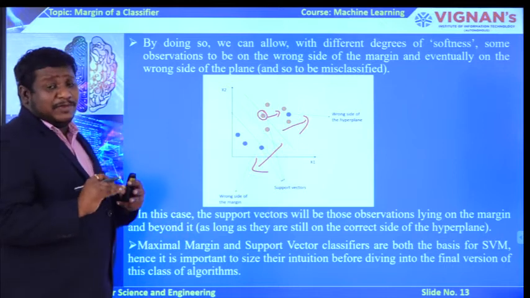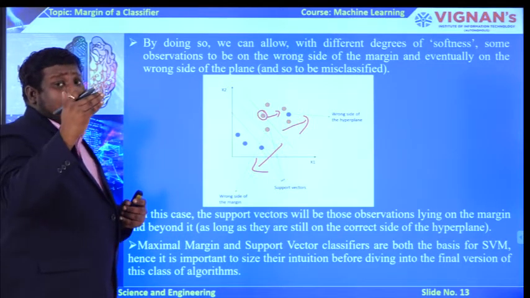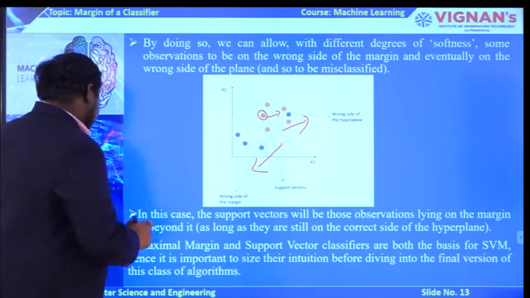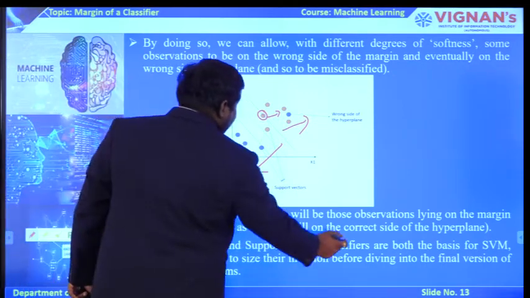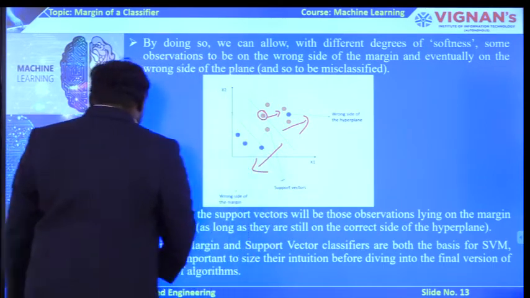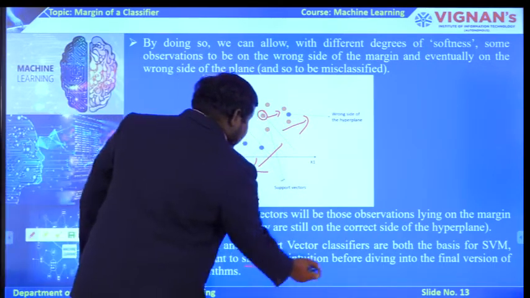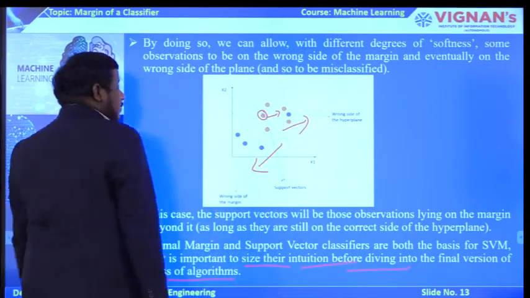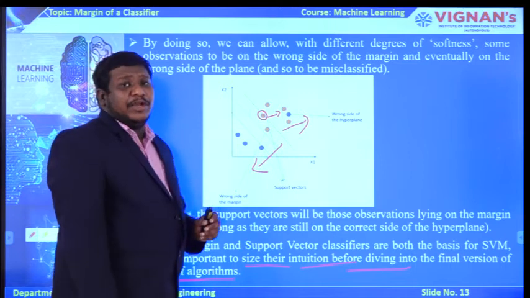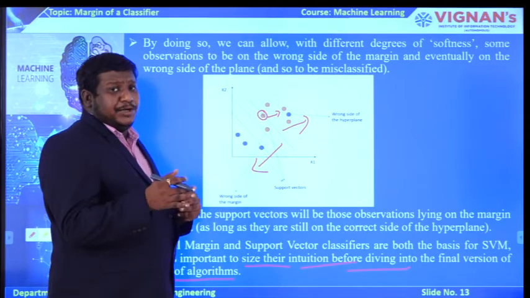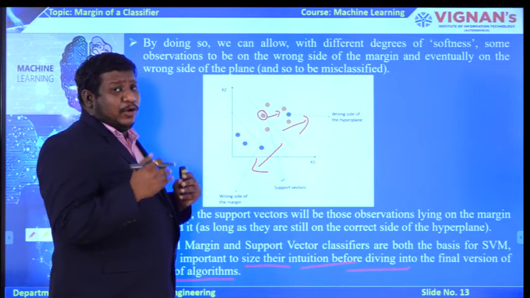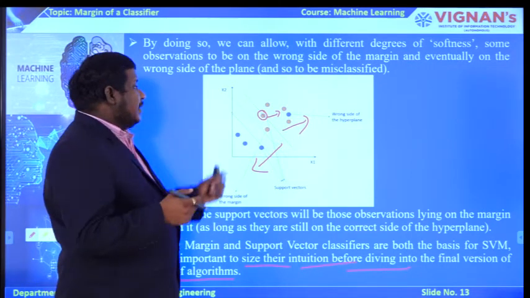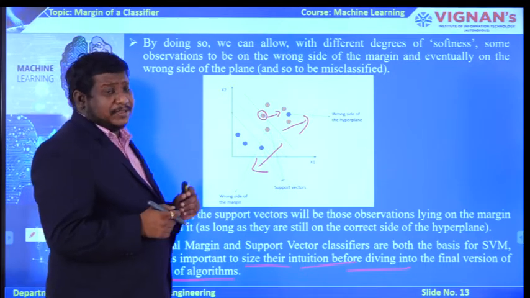So the elements which were above the hyperplane and on the line of the hyperplane are both considered for the same group. Maximal margin and support vector classifiers are both the basis for SVM, hence it is important to understand them before diving into the final version of this class of algorithms. So in this way we are going to identify which class an object belongs to, based on these support vector classifiers.